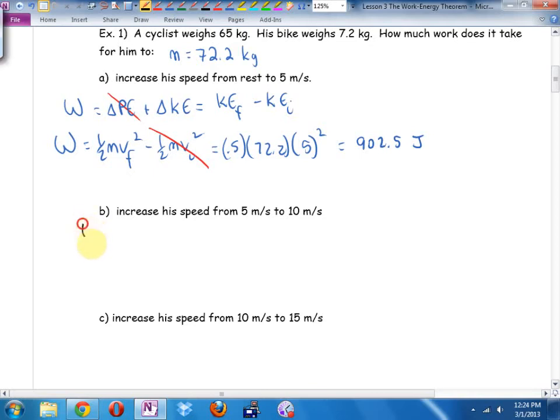This is the one we actually end up using a lot more in physics because in the second half of the course, the forces aren't constant. This one still works.